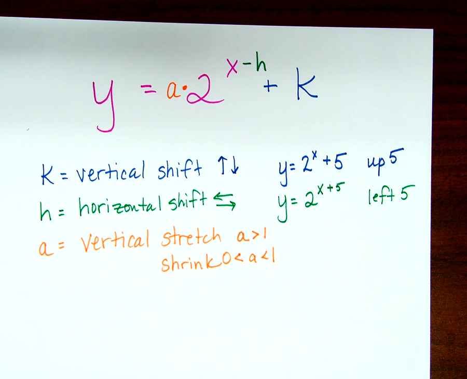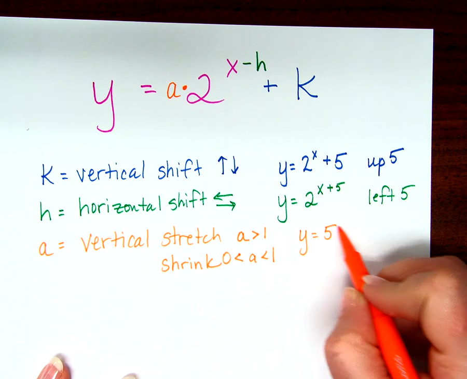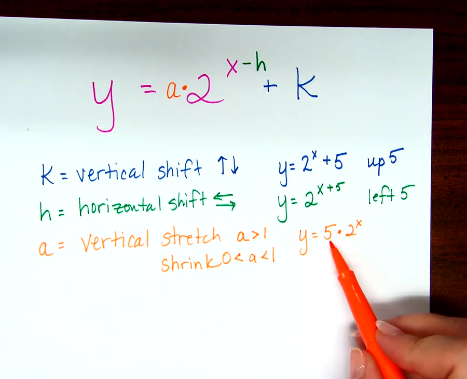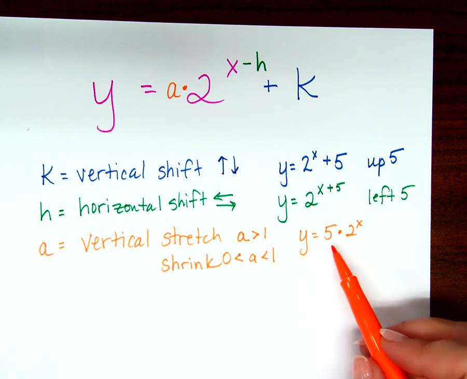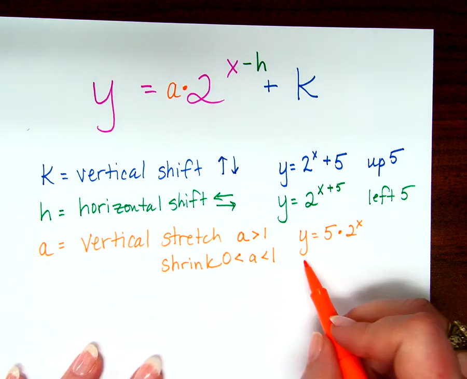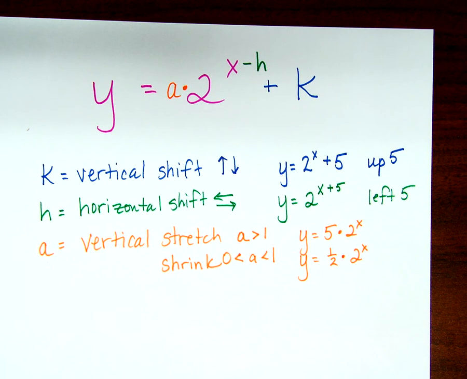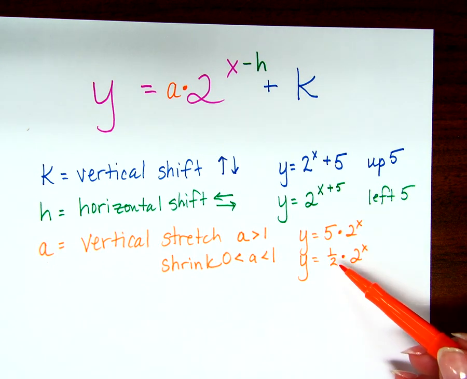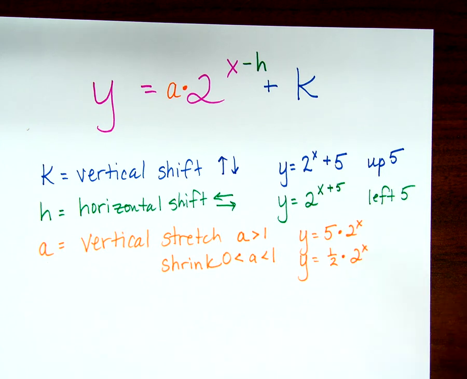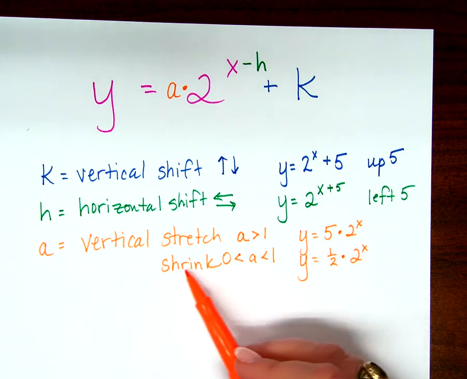Does that make sense? Okay, so what if it looked like this? Y equals 5 times 2 to the x. Is that a stretch or a shrink? Why do you think it's a stretch? It's greater than 1. Does that make sense? What if it looked like this? Y equals 1/2 times 2 to the x. It's a shrink because why? So can we say between 0 and 1? Is that okay? So A is between 0 and 1, so we know that that is a shrink.